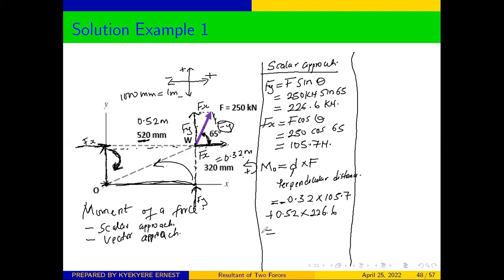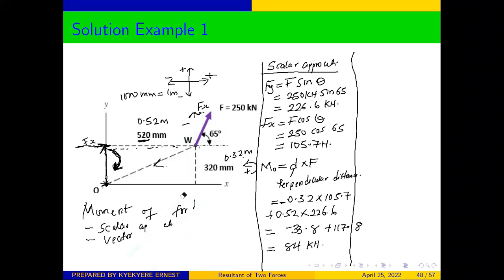So from here, we are going to get our answer as negative 33.8 plus 117.8. And from here, we have our final answer as 84.0 kilonewtons. That is the scalar approach. Now let's look at how to use the vector approach on the same question.